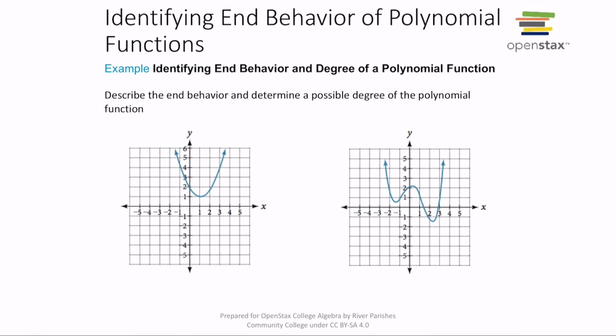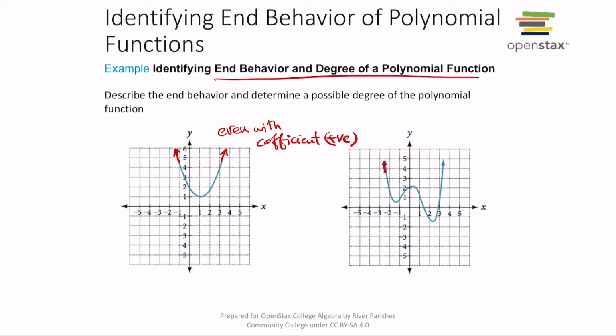Next, let's talk about the end behavior and the degree of the polynomial. What is the end behavior of these two polynomials here? Notice that both ends are facing upward. We know that this is a function that is an even function with the coefficient positive.